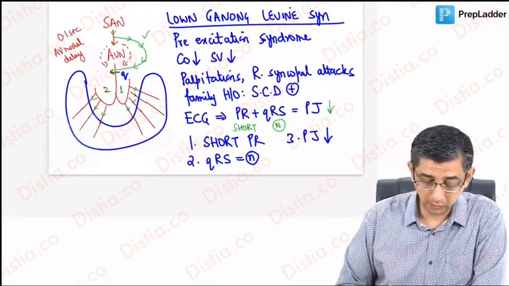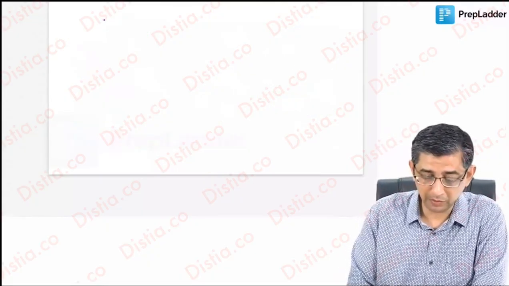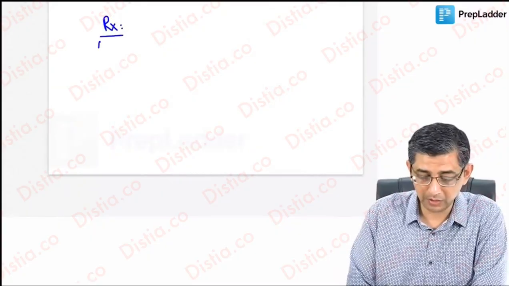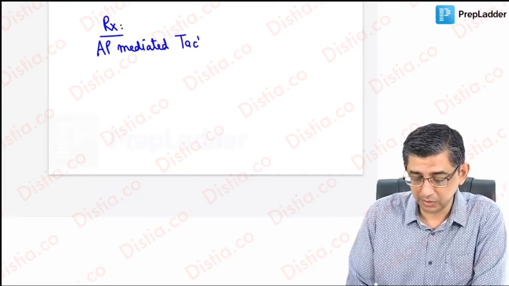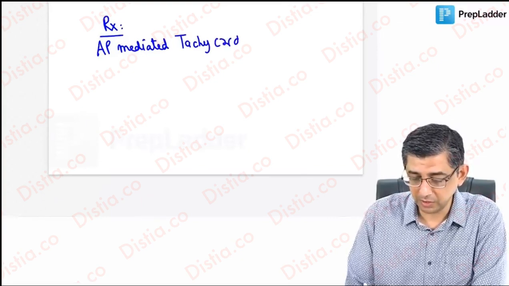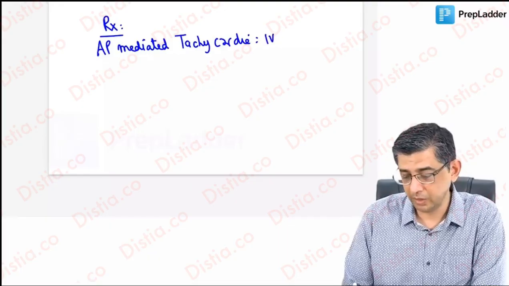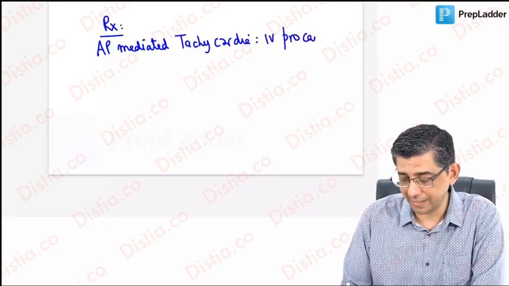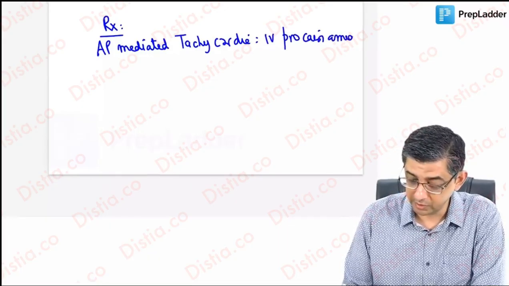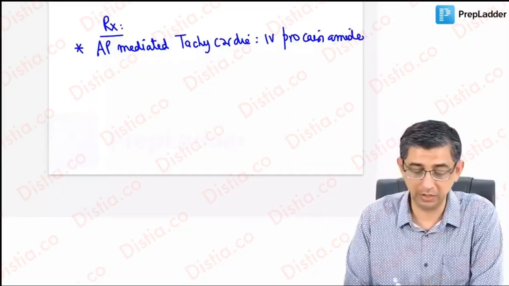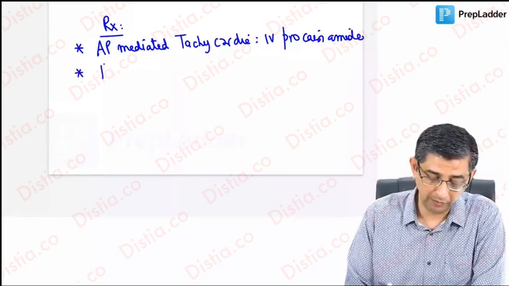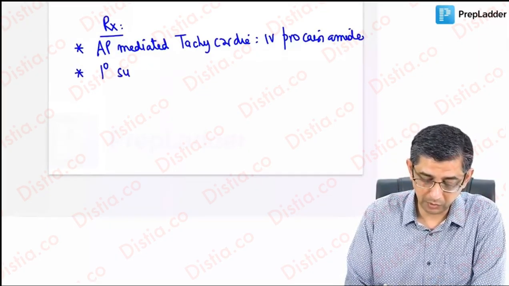Now let us look at the treatment for this condition. In the MCQ for LGL, if they write accessory pathway mediated tachycardia, in those circumstances you will still be answering IV procainamide. Today, I've taught you procainamide as the drug of choice for two cardiac conditions with a pre-excitation syndrome, WPW and LGL. If he asks how would you prevent such episodes in future?